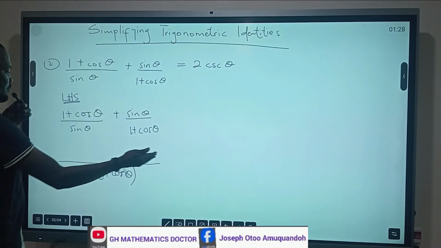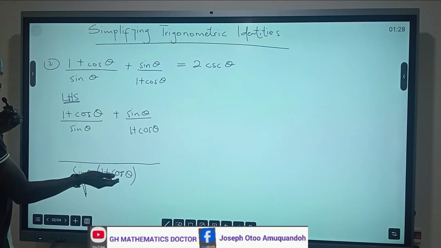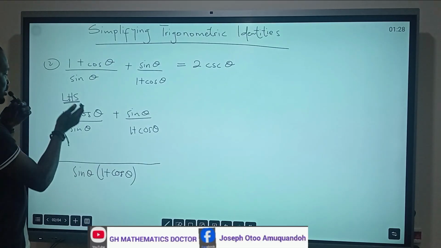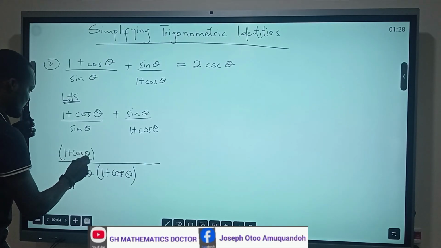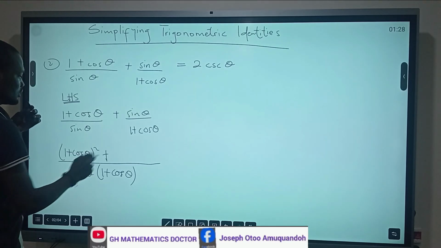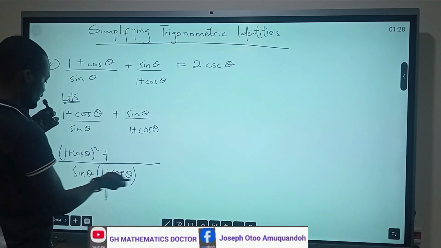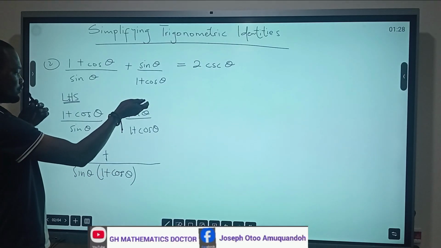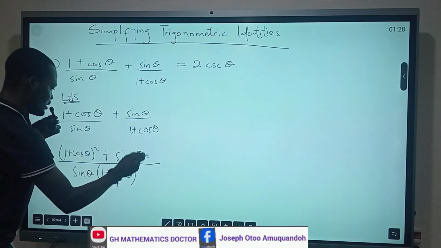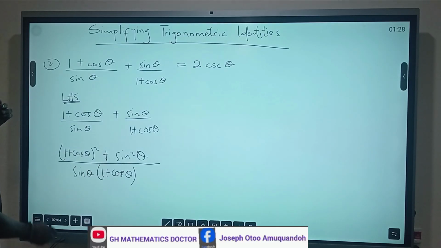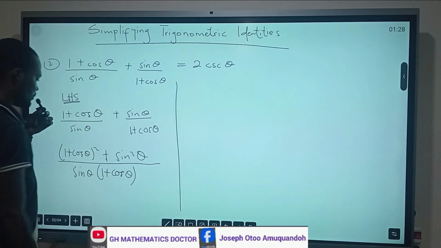Then find what we have here for the numerator. So sine theta will cancel the sine theta, leaving 1 plus cos theta. That will multiply the numerator of the first term, which gives you 1 plus cos theta squared. Then 1 plus cos theta will cancel 1 plus cos theta as the denominator here, leaving sine theta, multiplying the numerator of sine theta, which is also sine theta. That will give you sine square theta. So we are going to expand the brackets found at the numerator here.